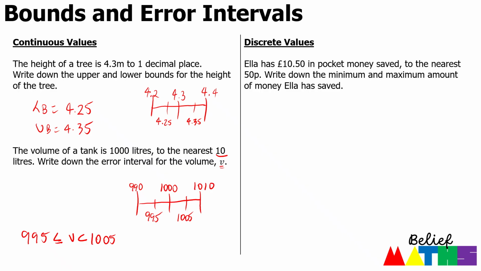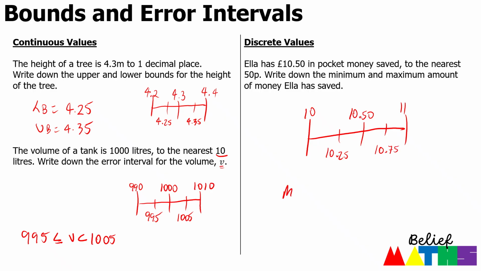If we look at the discrete values, it says Ella has £10.50 in pocket money saved to the nearest 50p. Work out the maximum and minimum. Again, we're going to use our number line to make life easier for ourselves. So £10.50 to the nearest 50p. So 50p above that is £11 and 50p below that is £10. So my upper and lower bounds then are £10.25 and £10.75.